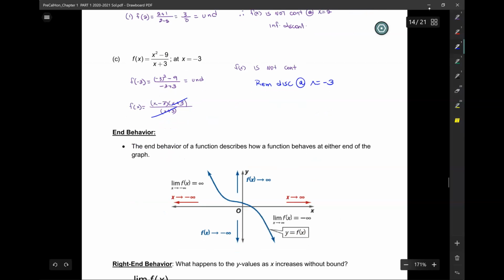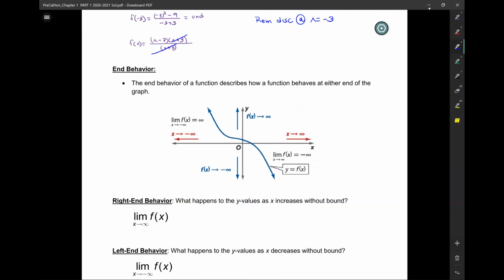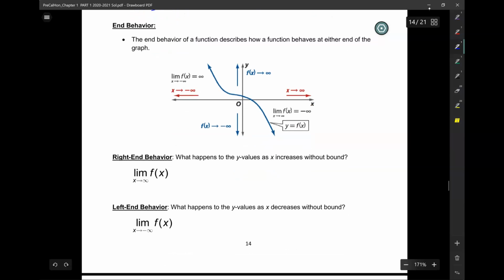All right, end behavior. End behavior, you did it last year. It's what happens at the ends of a graph. When we talk about end behavior, we talk about it from the right and from the left. Right end behavior is what happens to the y values of the graph as x approaches infinity. So as you go to the right end of the universe, where does your graph go vertically? In this case, it goes down to negative infinity.